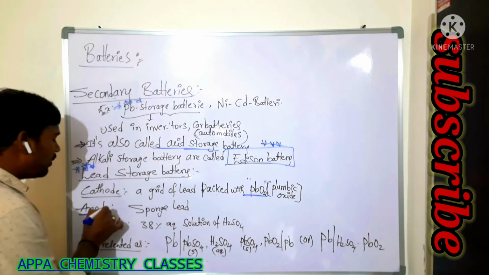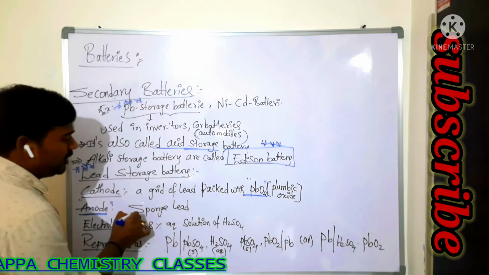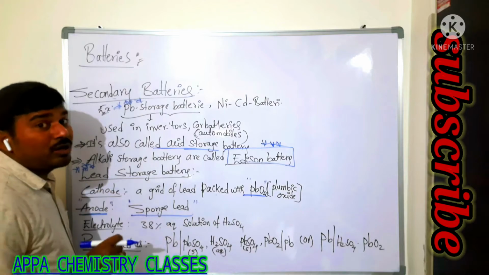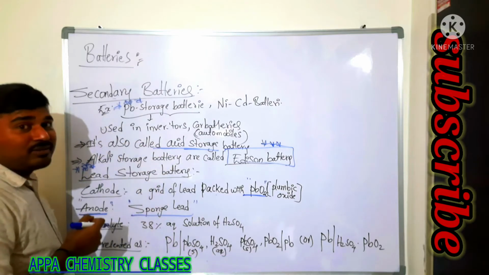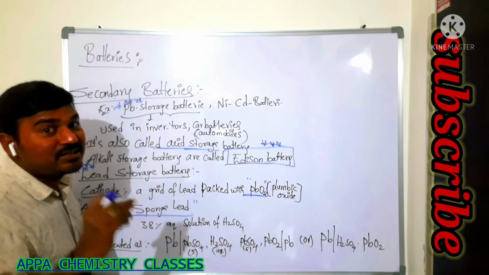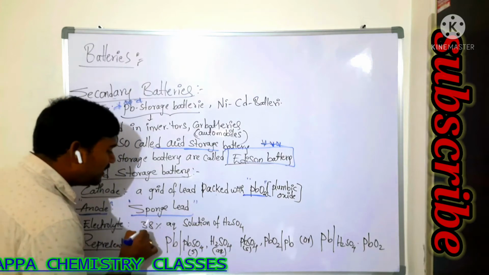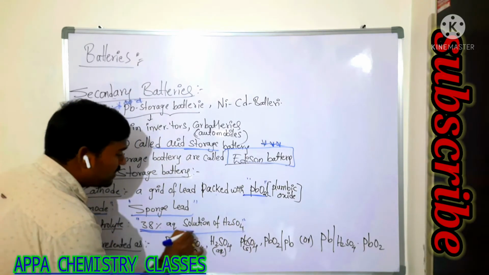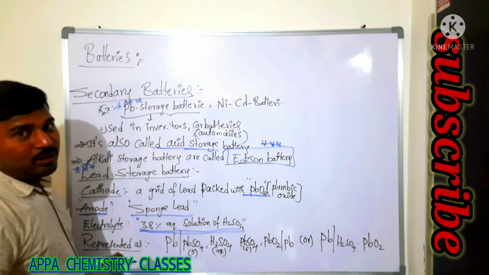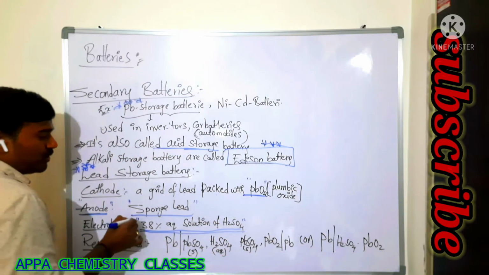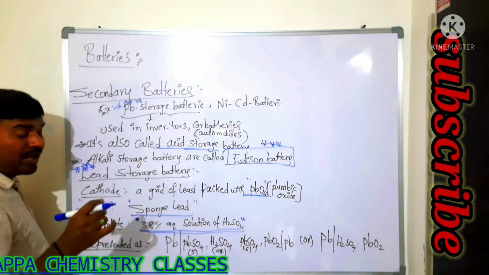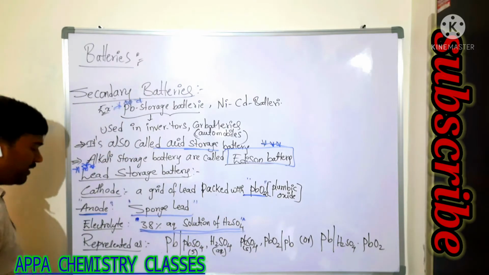Now what is the anode here? The sponge lead will act as the anode. Now what is the electrolyte we are taking? Acid. How concentrated is the acid? That is very important. A 38% aqueous solution of sulfuric acid is used as electrolyte, which is very important. So we are using a 38% aqueous solution of sulfuric acid.